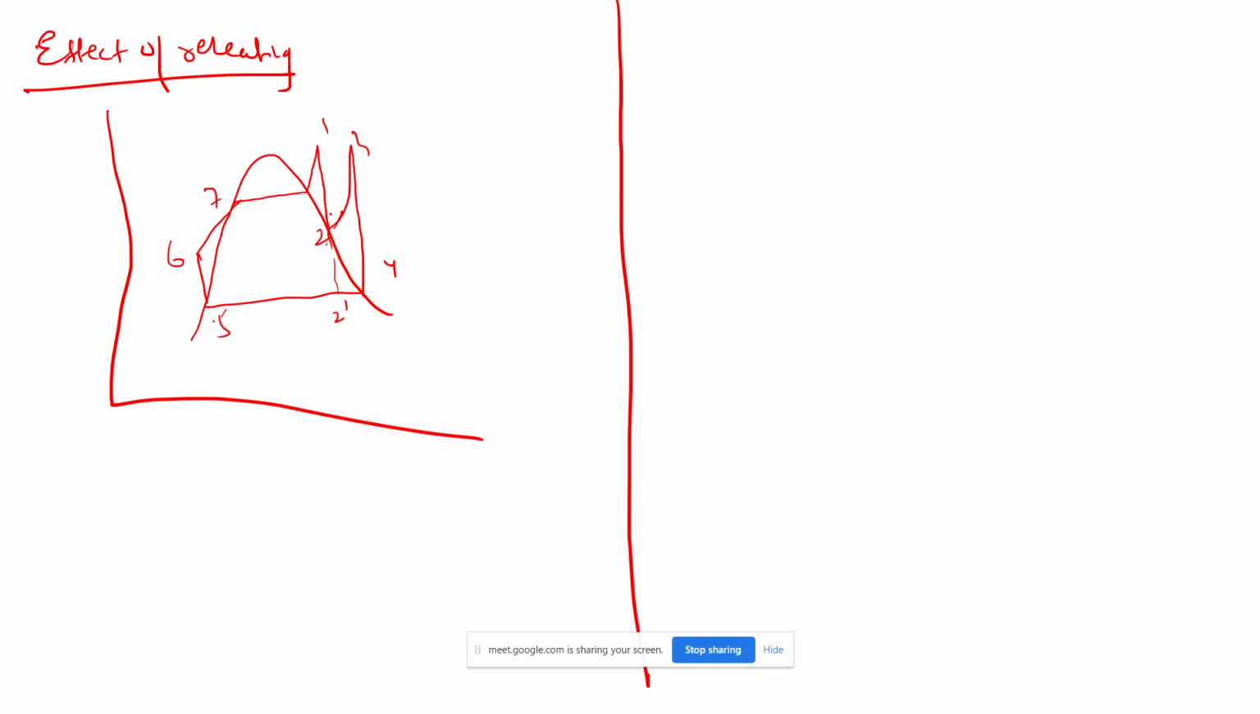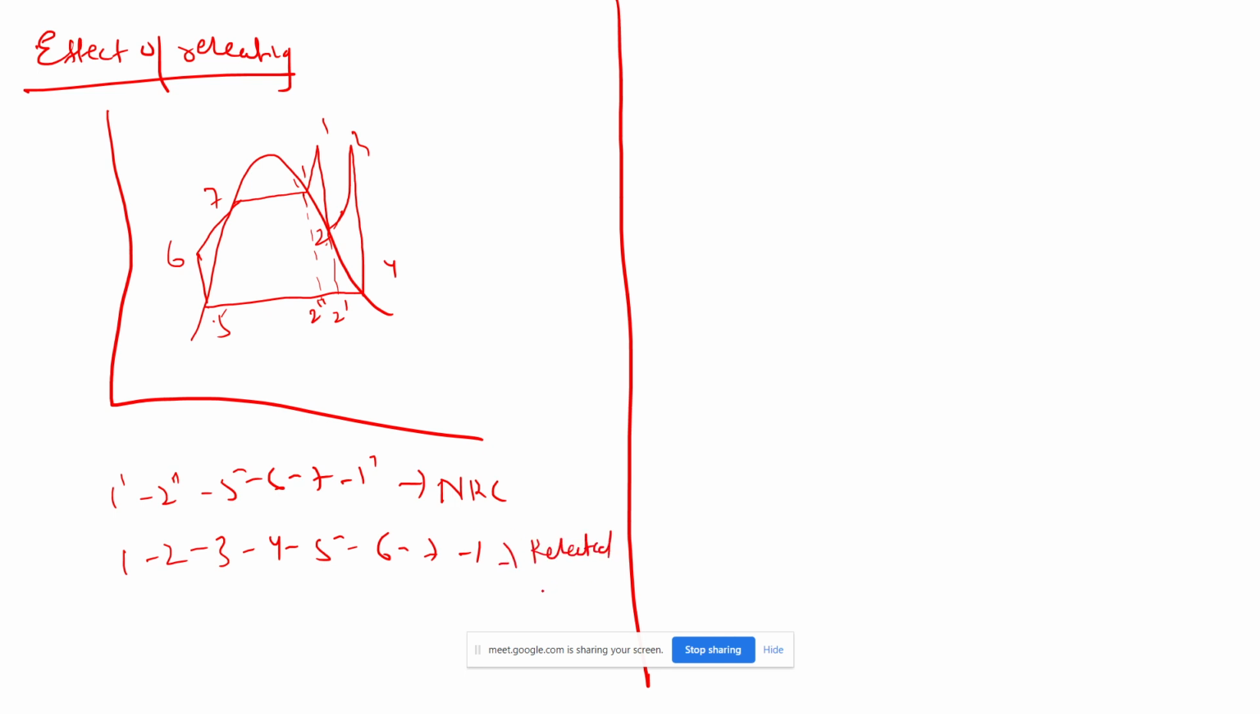Previously it was like this: 1, 2, 2 double dash, 5, 6, 7, 1. It is a normal Rankine cycle, and this one, 1, 2, 3, 4, 5, 6, 7, 1, is the reheated Rankine cycle. So what will be the effect on the turbine work?